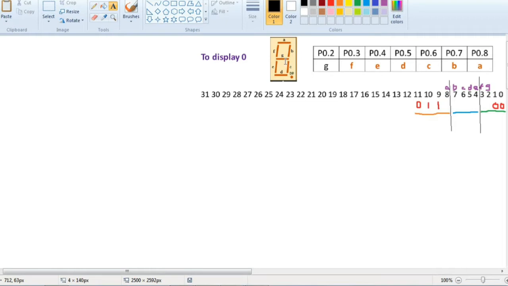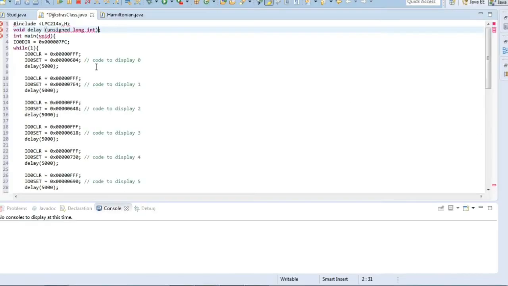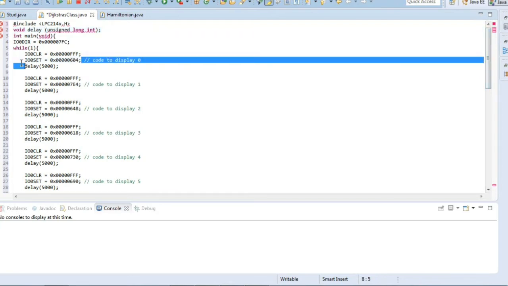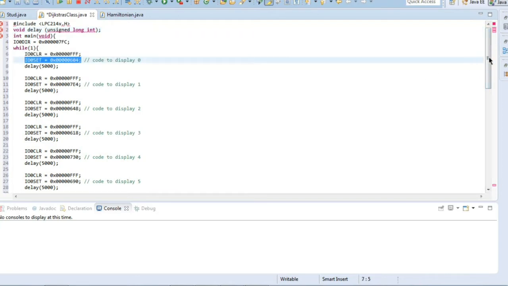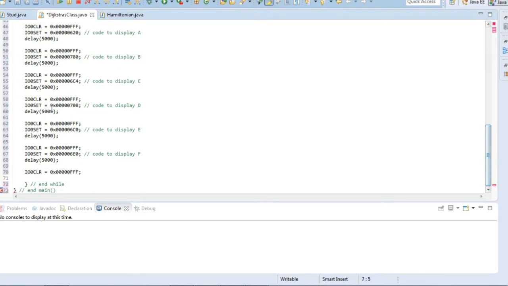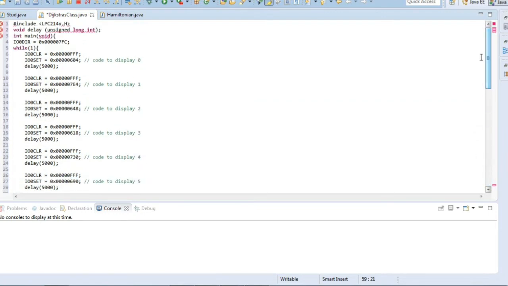To display any digit, firstly the code is this one. We have a code here for each digit, a particular code. Now this code is very long, if you don't know how to write each of these codes. But if you know how to write this code, you need not memorize all the codes. You can directly derive the code at the moment when you want it for each digit.